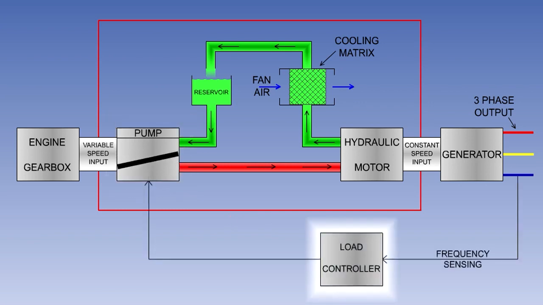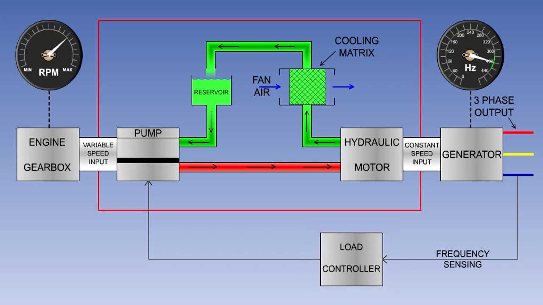The angle of the swash plate is controlled by a speed governor in the generator's load controller. The load controller senses the output frequency of the generator and is responsible for increasing or decreasing the output of the hydraulic pump to vary the torque output of the hydraulic motor to the generator drive in order to maintain a constant frequency output.